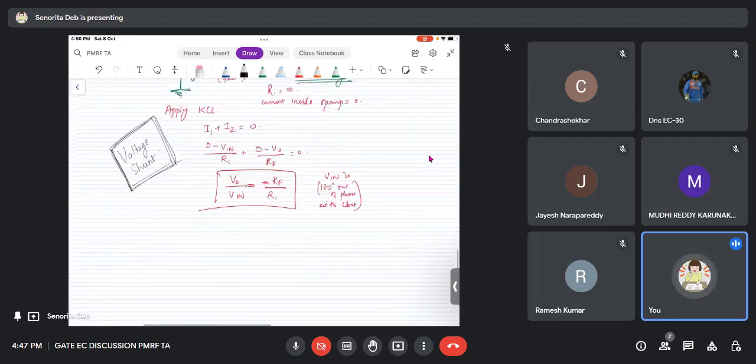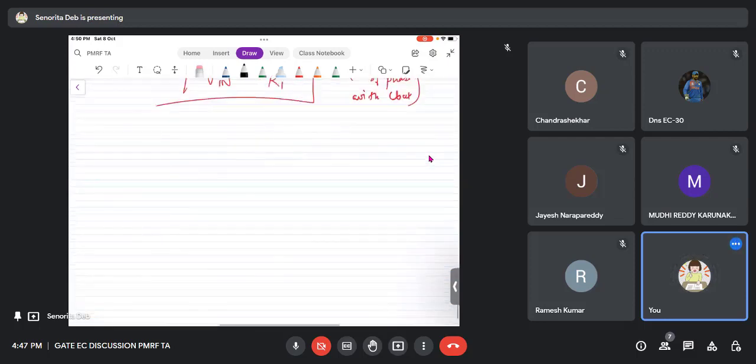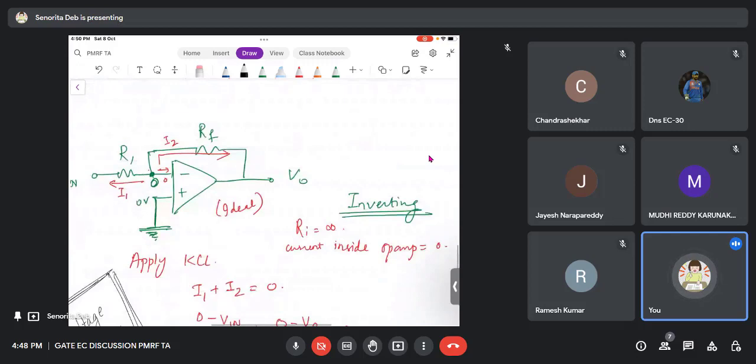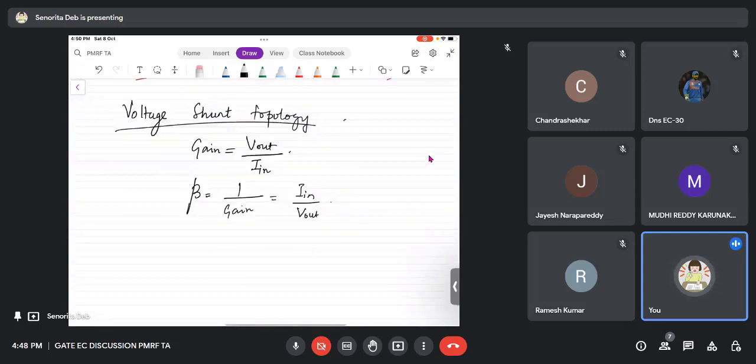And from here you can also solve it in a second way. When I said that this is a voltage shunt topology, then the gain is V out by I in. That is your gain. The feedback factor beta is 1 upon gain, and therefore it is I in by V out. In this case the shunt resistance is RF, and if you solve you will see that it comes out to be 1 by RF.